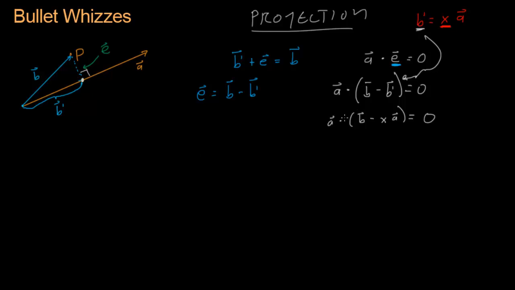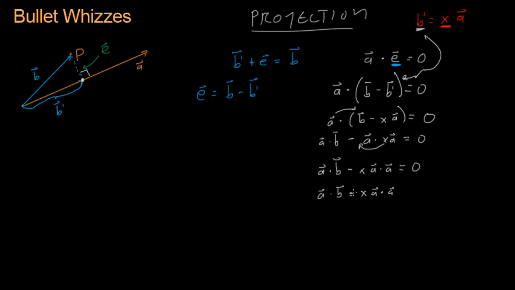Let's do it. This dot product works just like multiplication. We can distribute. So we're going to distribute this a. We're going to get a dot b minus, and then we're going to distribute this a over here, a dot x a equals 0. This x I can actually pull out. It's like a coefficient of a polynomial. I can pull it out right here. So let's rewrite that. A dot b minus x a dot a equals 0. And now finally I'm going to add this term to the other side, so we get a dot b equals x a dot a.